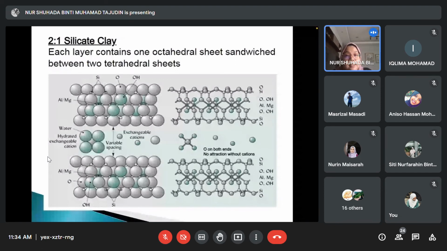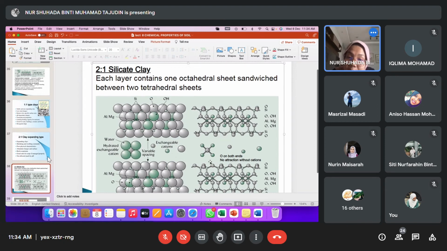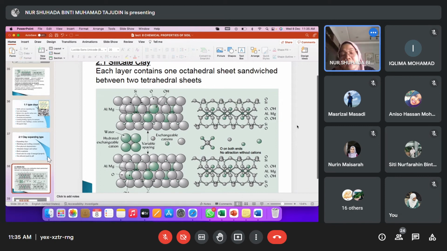So for 2-to-1 silicate clay, this is the 3D picture of it. You can have a look. It's like a sandwich. The upper part consists of the tetrahedral. Wait, let me show it. So this is the upper part, it is tetrahedral. Then the center part is octahedral. Then the lower part is the tetrahedral again, so another layer followed by tetra, octa, tetra. Clear?